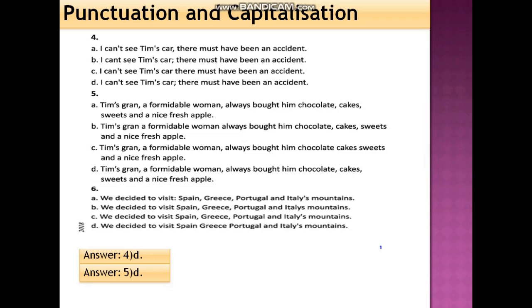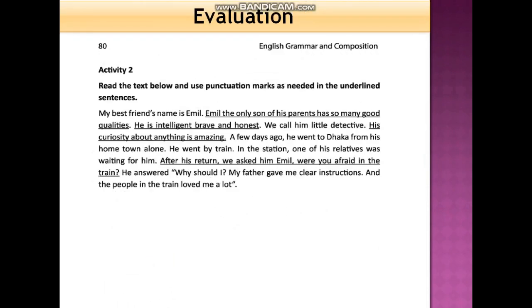Okay, next one, number 6. Here also, 4 options. Find out the correct punctuated sentence. And the answer is C. We decided to visit Spain, Greece, Portugal, and Italy's mountains. Okay, student. Come to the next one. It's also your turn and try to do it with mine.